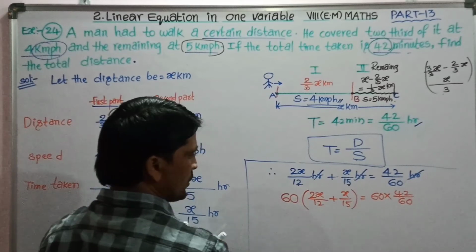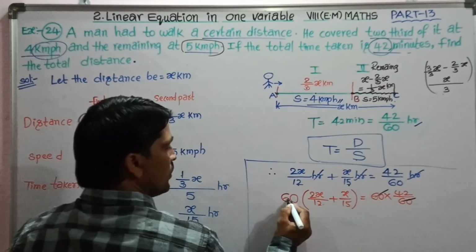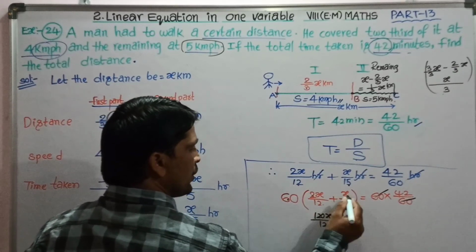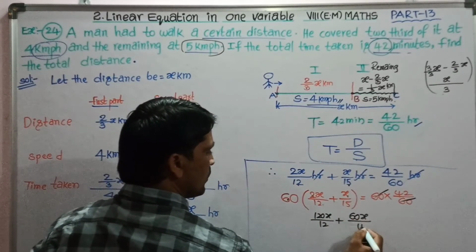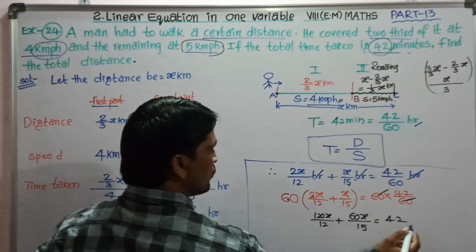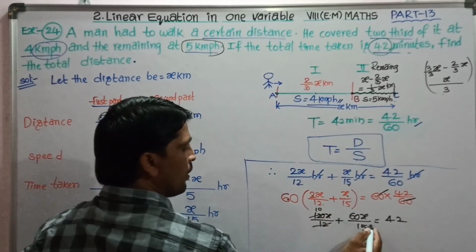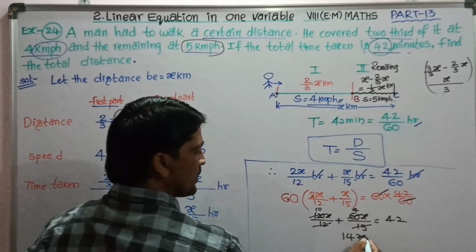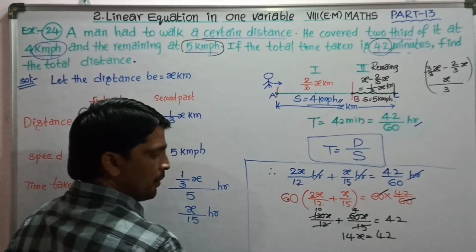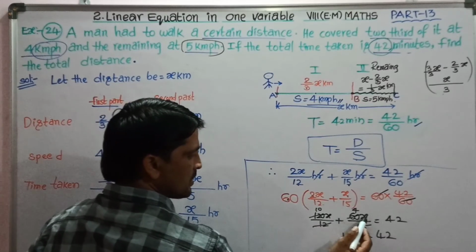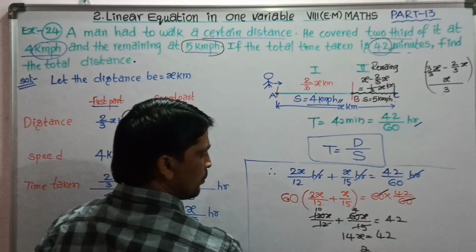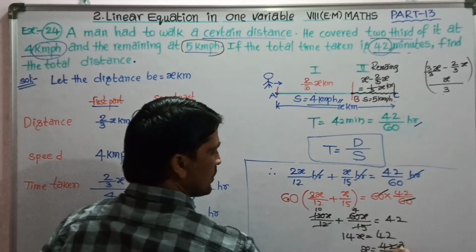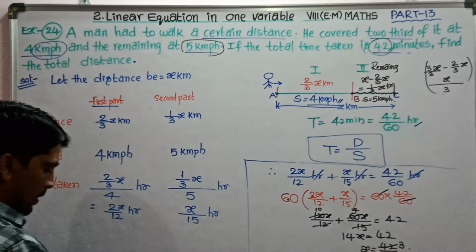Now see, 60 gets cut. 60 into 2, 120x by 12, plus 60 into x, 60x by 15, is equal to 42. 12 tens are 120, 15 fours are 60, so we have 10x plus 4x, that is 14x equal to 42. We have 10x in the first term plus 4x in the second term. 14x equal to 42, x equal to 42 by 14. 14 threes are 42. So x equal to 3.